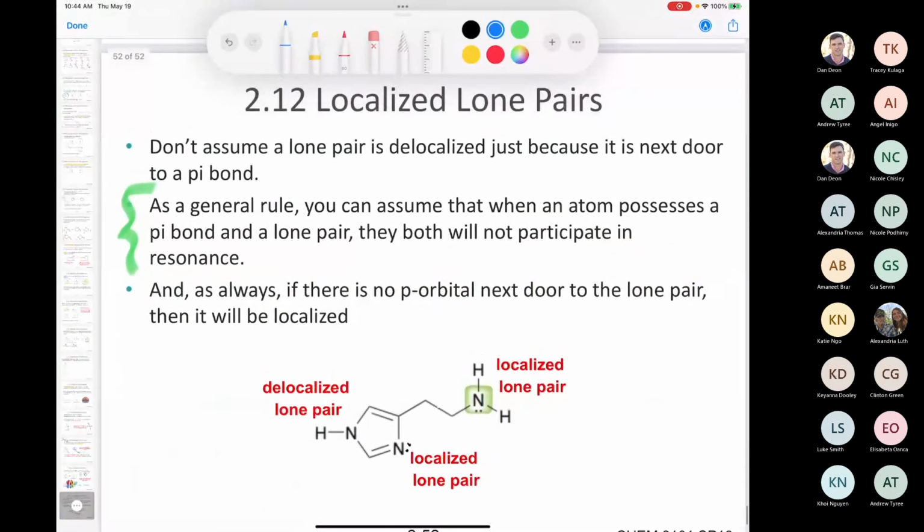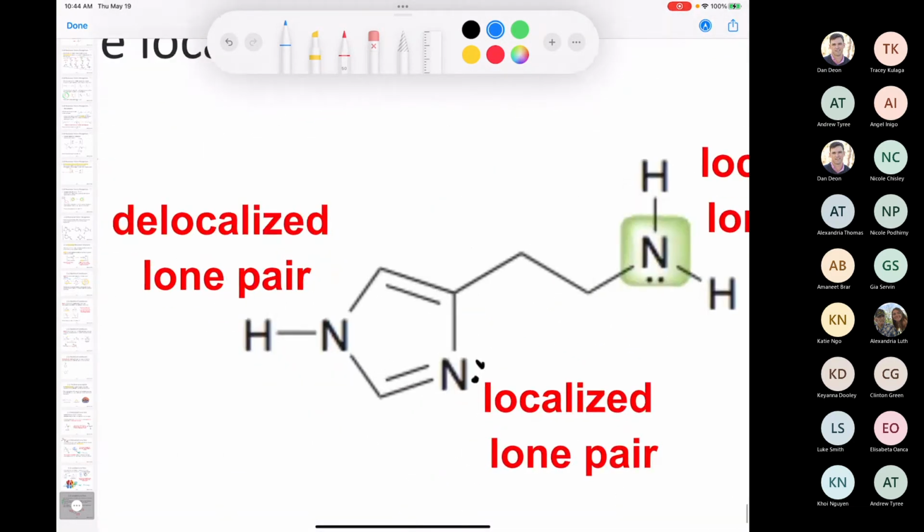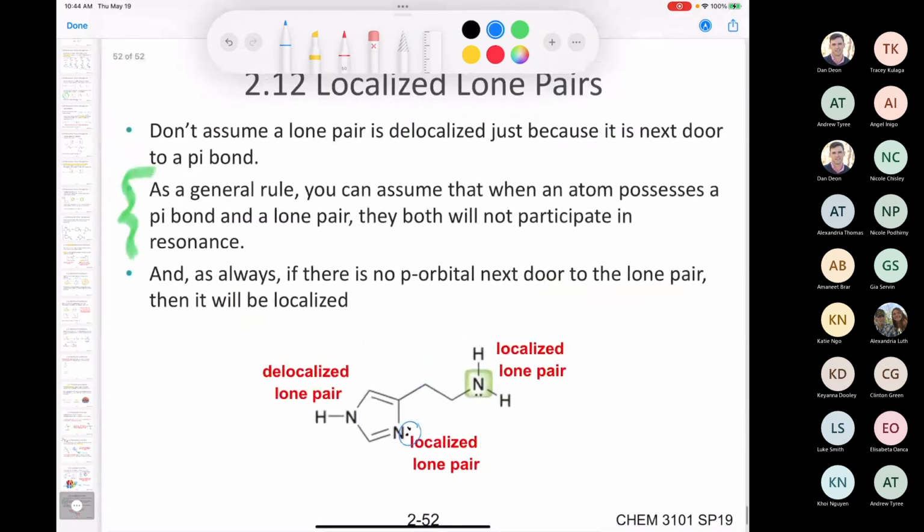And lastly, don't assume that a lone pair is delocalized just because it's next door to a pi bond, right? If we look at this lone pair, it's next door to a pi bond, but it's localized. Why? Because the nitrogen has a lone pair and a pi bond, and both cannot participate in resonance, so the lone pair is localized. Again, if you have a lone pair and it's next to an atom that has no p orbital, then it has to be localized. No ifs, ands, or buts.